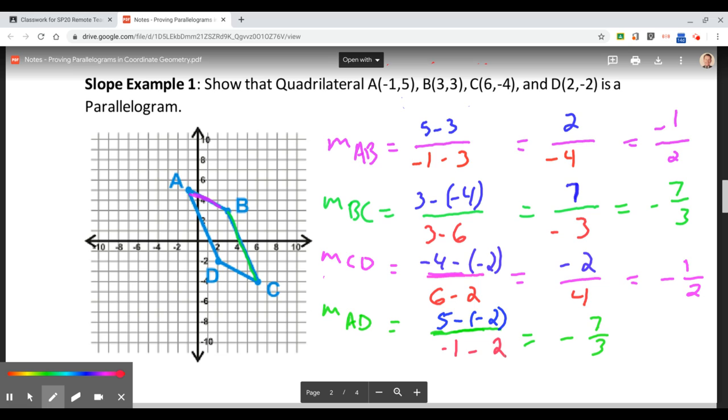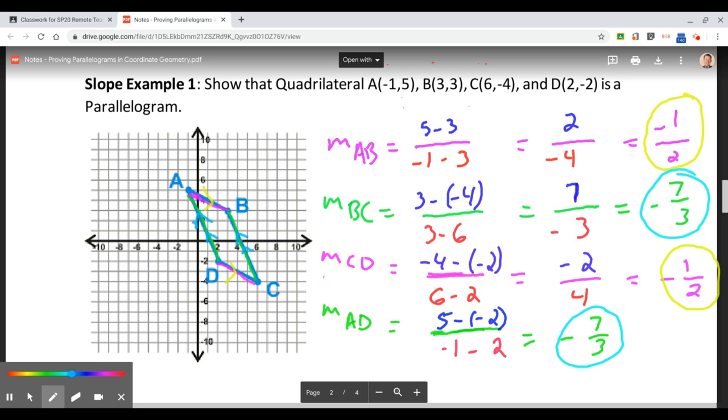All right, so I quickly did the slope of CD, which I got an answer of negative 1/2, and I did the slope of AD, which I got the answer negative 7/3. And what do we notice? Look at this. The slope of AB equals negative 1/2 and the slope of CD equals negative 1/2. That means both of those are parallel. So I drew the little arrows on my AB and DC. And also, look, the slope of BC is negative 7/3 and the slope of AD is negative 7/3. So those are parallel too. And I drew the arrows on my graph.